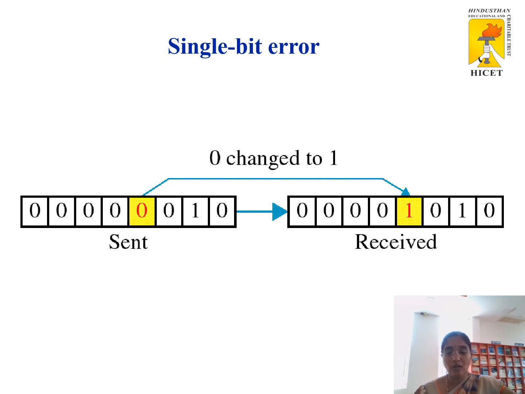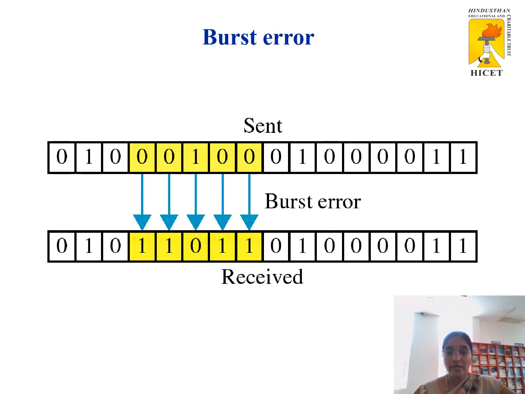Let's have a small discussion about what a single bit error is. When the sender and the receiver are sending the data and there is a change in only one bit of data, that is called a single bit error. Whereas in a burst error, during the transmission, a series of data is changed, that is, more than one bit. That is what we call burst errors.